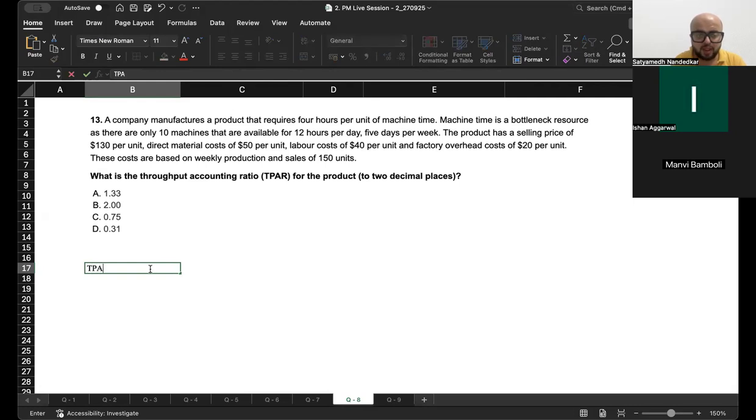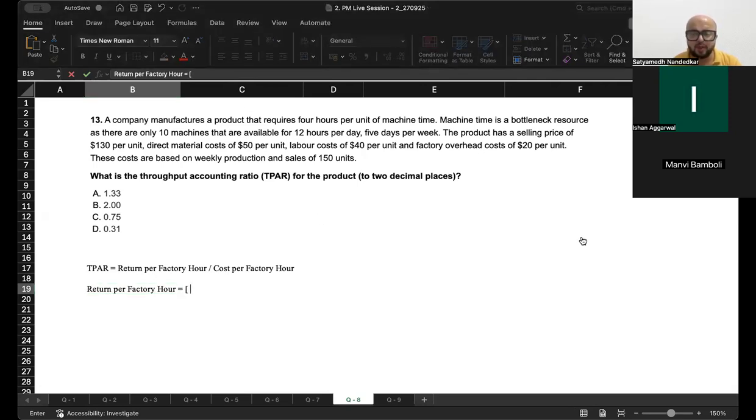Throughput accounting ratio, TPAR, if I'm not mistaken, is return per factory hour divided by cost per factory hour. ठीक है? रिटर्न पर फैक्ट्री आर कितना होगा? रिटर्न पर फैक्ट्री आर थ्रूपुट पर कैसे करेंगे? अभी यू टोल्ड मी द फॉर्मूला, राइट ईशान? Can you repeat the formula? Yes, sir. Throughput per unit divided by product's time on the bottleneck resource. ठीक है?